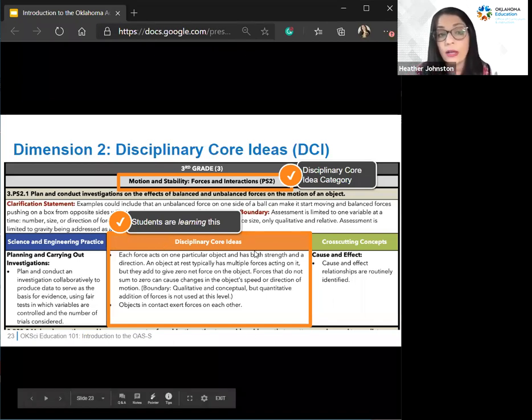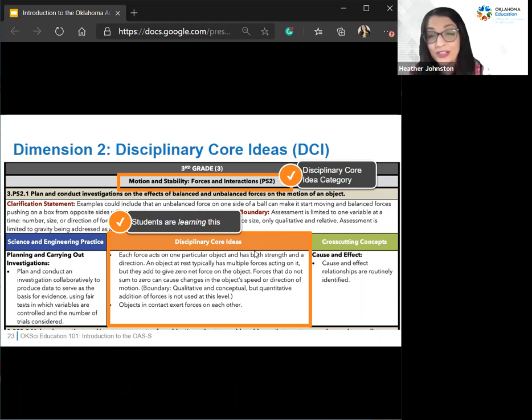I do want to point out that the colors did change from the 2014 to the 2020 standards. So the disciplinary core ideas used to be green, but they are now orange. And the Crosscutting Concepts color also changed, just as a side note in case you did not see that.